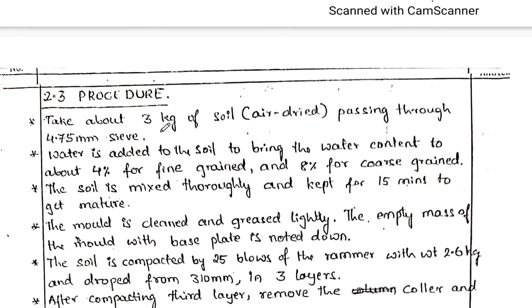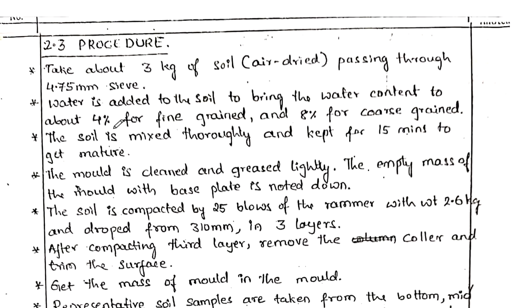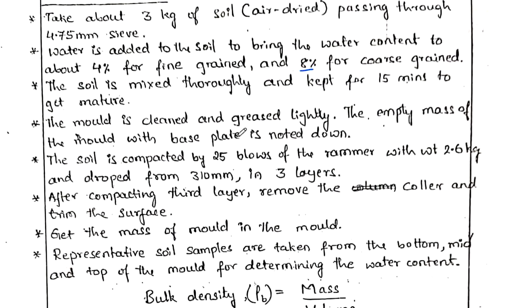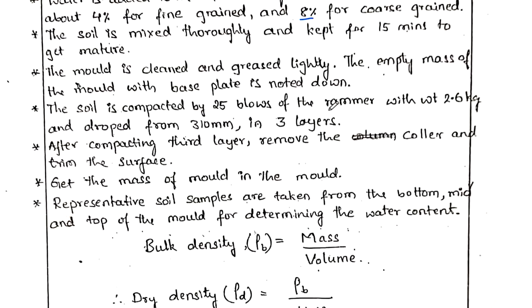Next, take about 3 kg of sample passing through a 4.75 mm sieve. Start from 4% water content for fine-grained soil and 8% for coarse-grained soil. Next, the soil is mixed thoroughly and kept for 15 minutes. The mold is cleaned and we place the soil in 3 layers. Each layer is compacted with 25 blows.